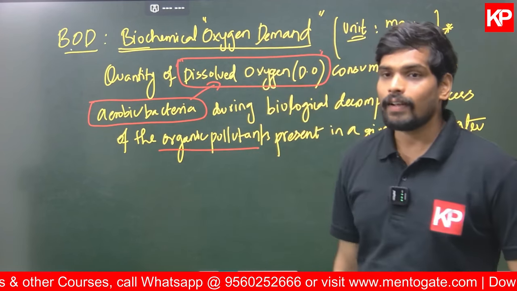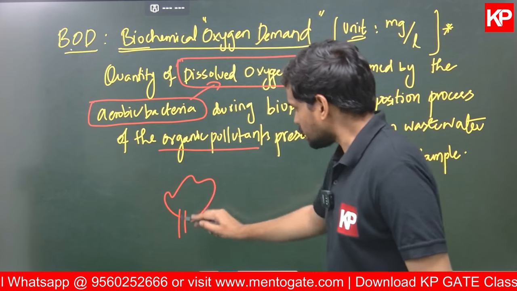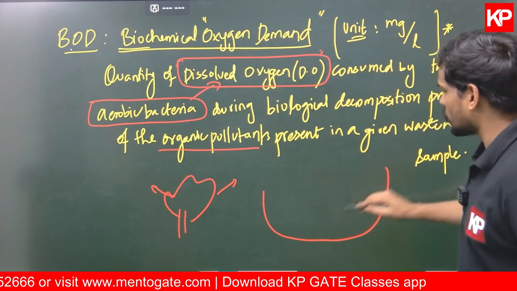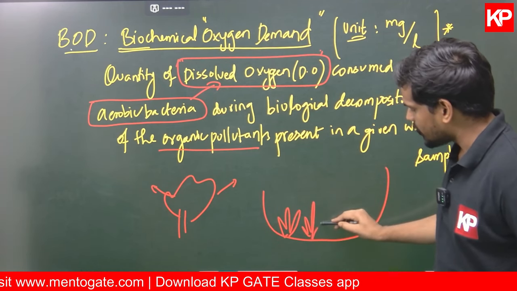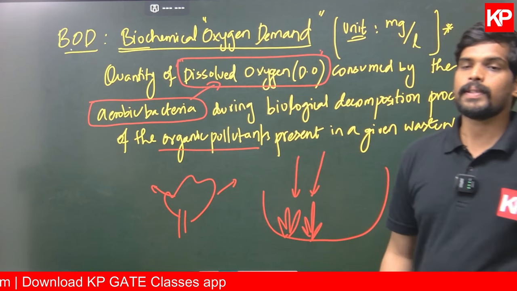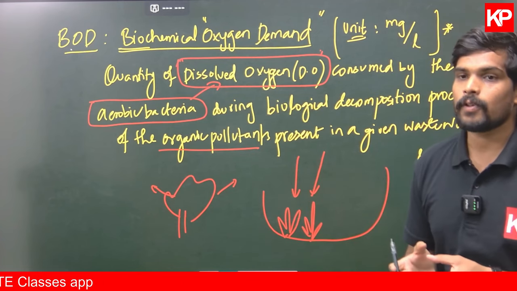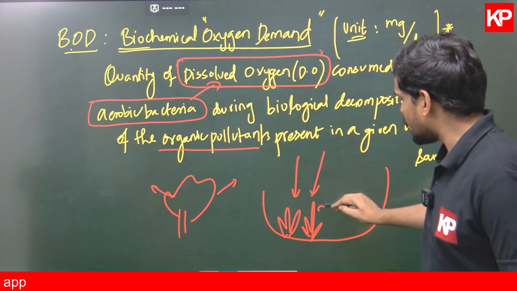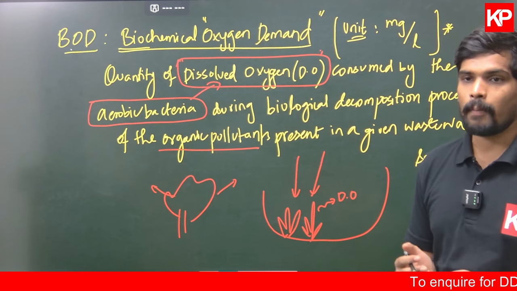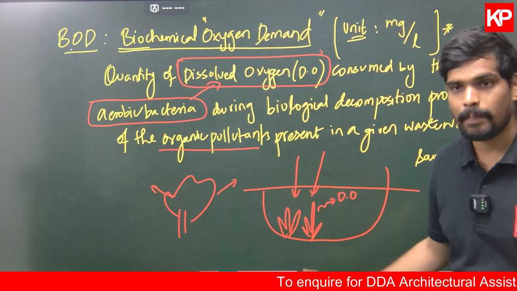But just to give you an idea of what dissolved oxygen is: just like how plants during photosynthesis release atmospheric oxygen into the air, in water bodies also you have water plants, aquatic plants. These aquatic plants use the sunlight. Whenever sunlight is available, because they also have chlorophyll, they undergo photosynthesis and release oxygen into the water, which exists in the form of dissolved oxygen in the water bodies. So dissolved oxygen is mainly released from the plants.